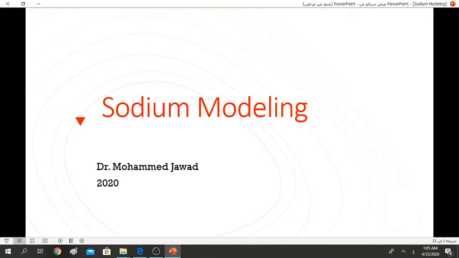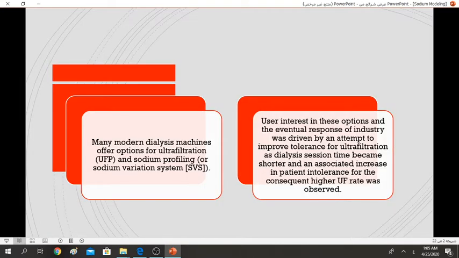Our lesson today is sodium modeling. Many modern dialysis machines offer options for ultrafiltration and sodium profiling or sodium variation system. User interest in these options and the eventual response of industry was driven by an attempt to improve tolerance for ultrafiltration as dialysis session time became shorter, and an associated increase in patients' tolerance for the consequent higher ultrafiltration rate was observed.